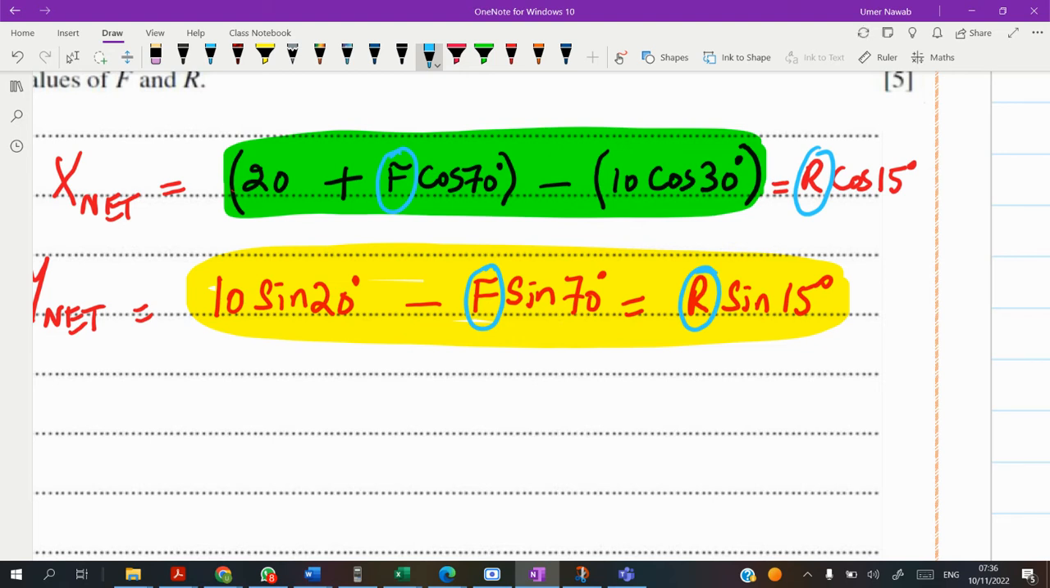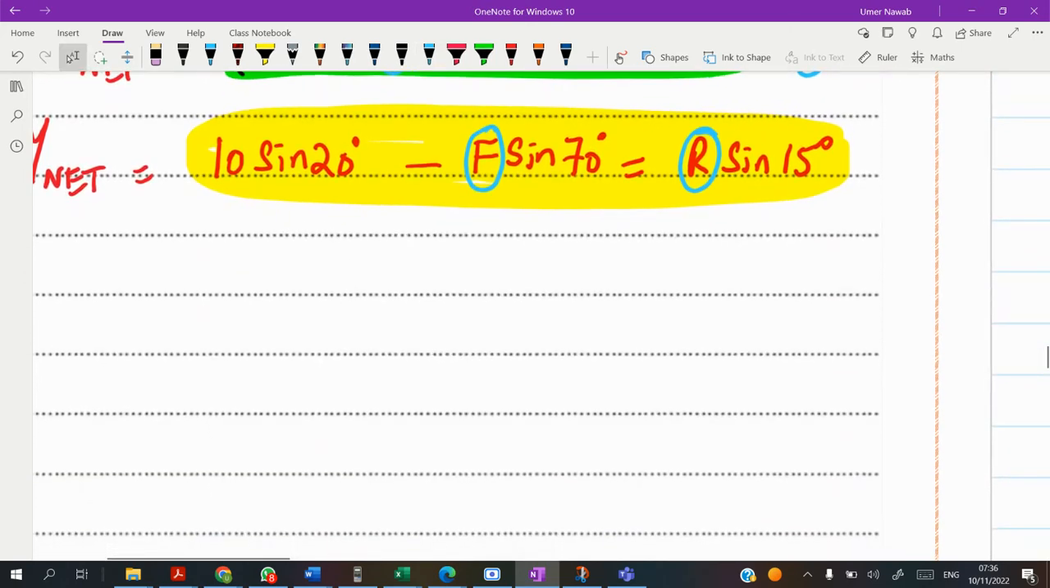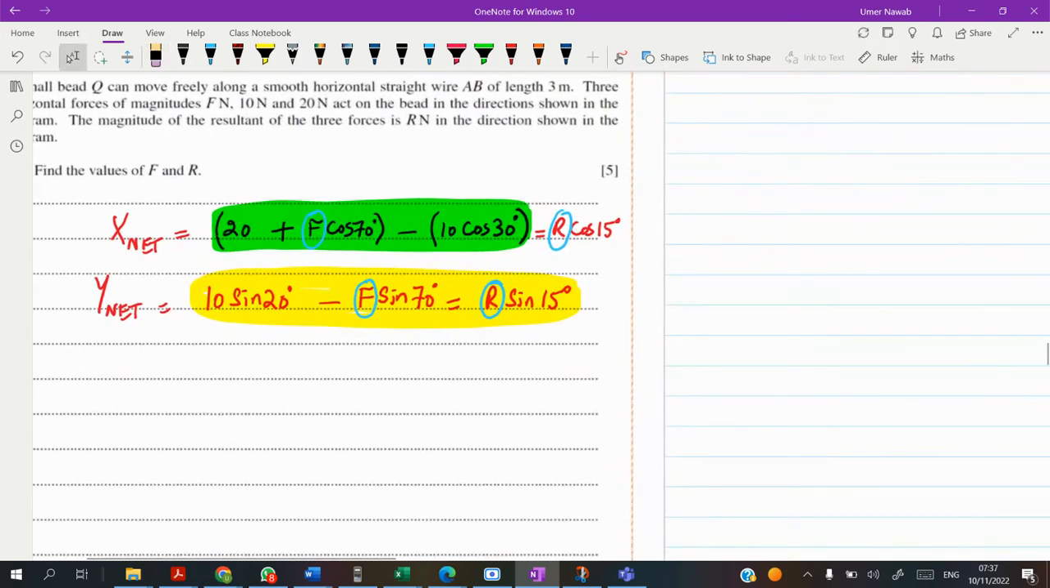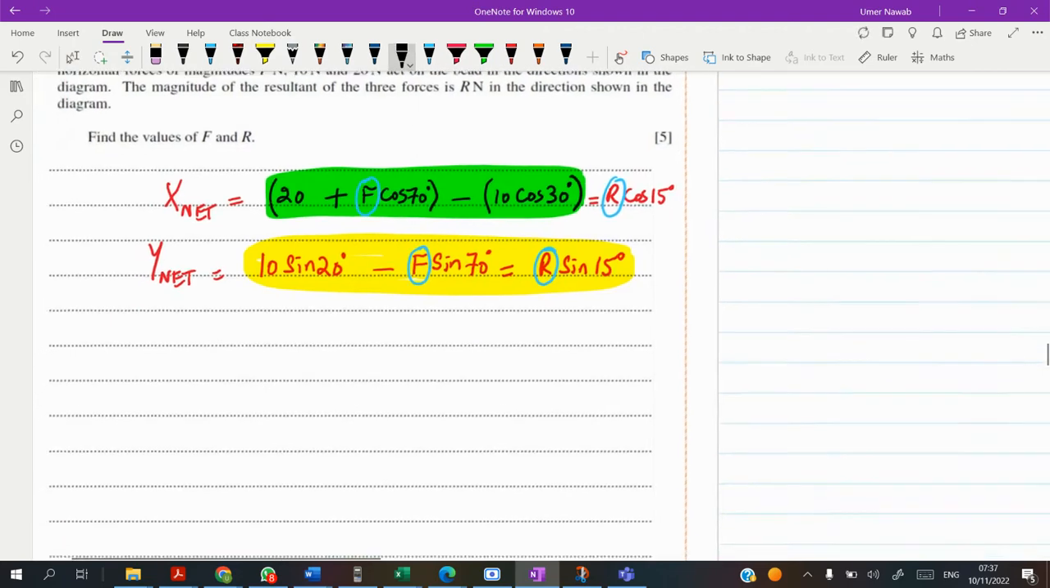This revealed to me a very important concept in algebra. It is called simultaneous equations, a system of linear equations in two variables. Can I write two linear equations? 2x plus 3y equals 7, 5x plus 8y equals 9. You remember that this is a linear equation in two variables, x, y. It looks like the same situation, but we need to organize both equations.